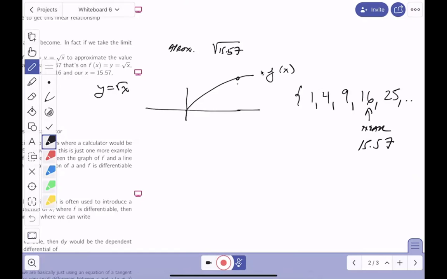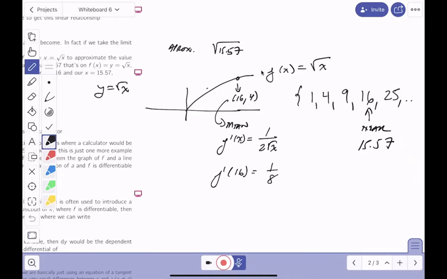So what I'm going to do is I'm going to say, what's the point over here? 16. f of x is going to be the root of x, right? That's 4. Let's do the derivative. I want to write down the m tangent here. And what's m tangent? Let's write this down. It's going to be f prime of x. That's 1 over 2 root x. And f prime at 16 is going to be 1/8.